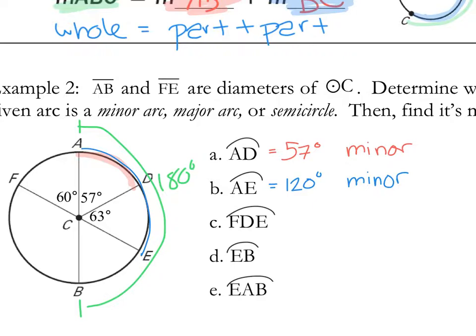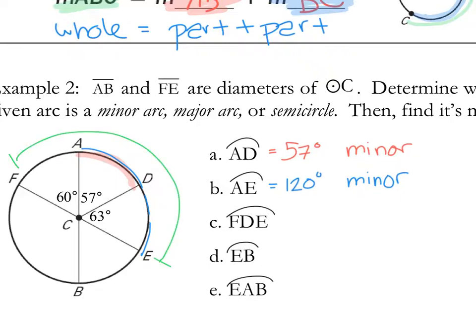Now, FDE. I'm going to get rid of this here because I need to look at the other one. FDE. It also says FE is a diameter, so that is also 180. So this is going to be 180. And 180 means it is a semicircle.